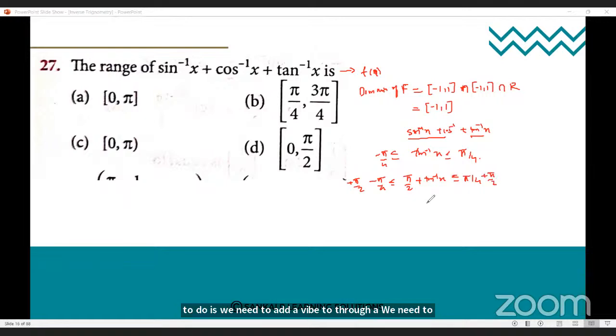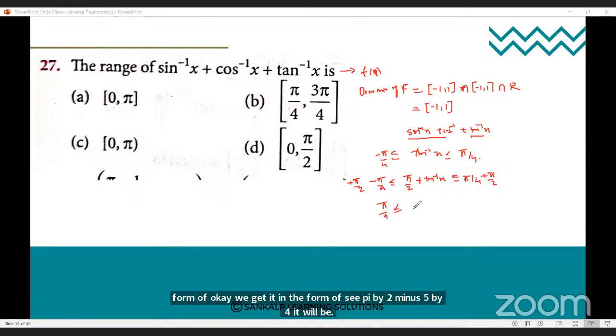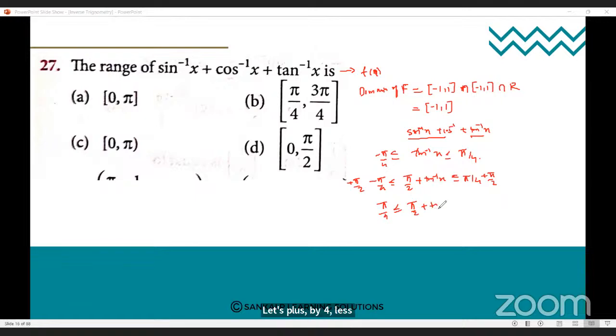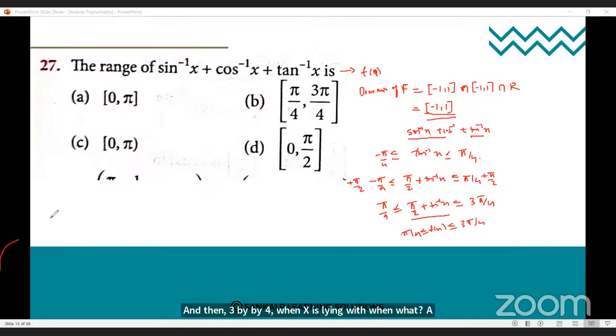So when we simplify, we get pi by 2 minus pi by 4, which is plus pi by 4, less than or equal to pi by 2 plus tan inverse x, less than or equal to pi by 4 plus pi by 2, which is equal to 3 pi by 4. Okay, so you can see the given function f of x is lying between pi by 4 and 3 pi by 4, when x is lying between minus 1 to 1. So out of the given options, option B will give us the right option, that is pi by 4 and 3 pi by 4.